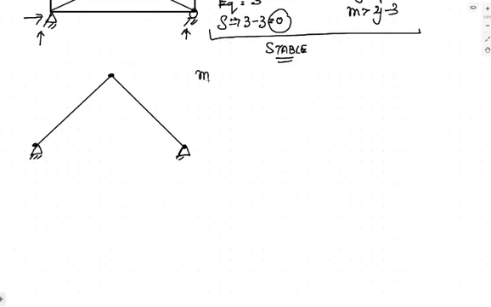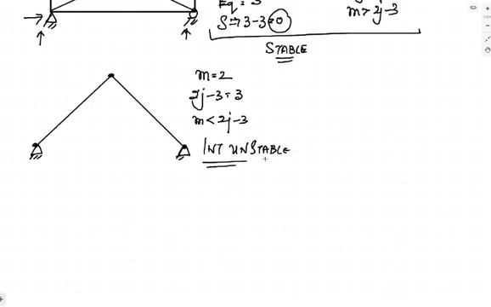Now in this case, the number of members is 2. The 2j minus 3 is 3. Here m is less than 2j minus 3. So this particular structure is internally unstable. If you check its external stability, the number of reactions is 4. Equilibrium equations are 3. If you check, this is 4 minus 3, which is 1. It means this is externally stable.